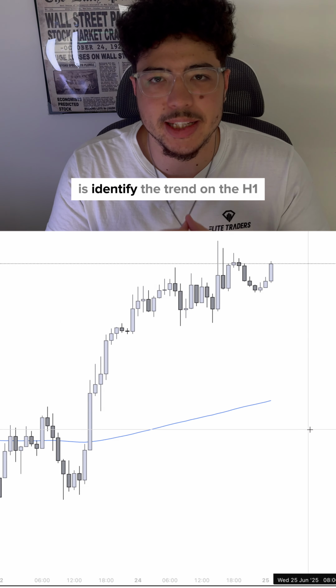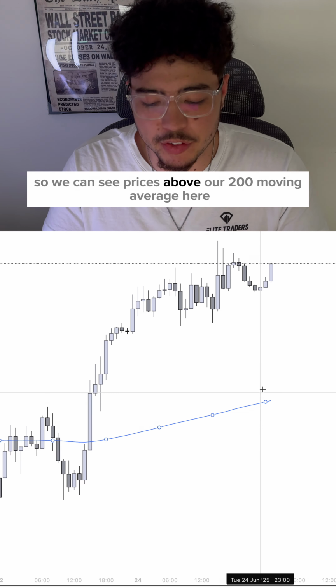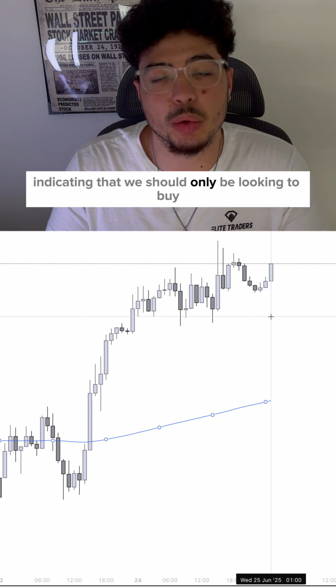So the first thing we want to do is identify the trend on the H1. And I do this by using a 200 moving average. So we can see prices above our 200 moving average here, indicating that we should only be looking to buy.